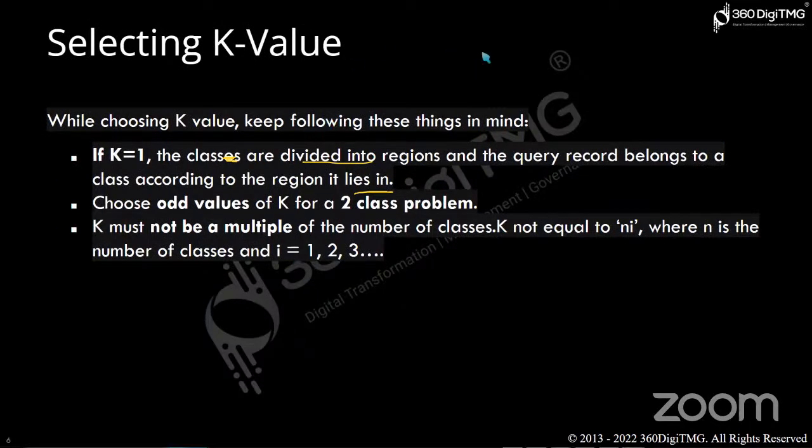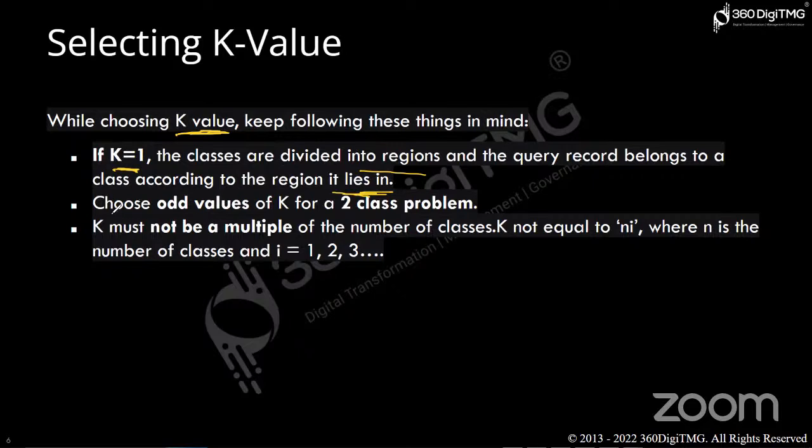Now, some things you also need to remember when you are selecting the k value. If you are choosing k as 1, the classes are divided into regions, and the query record belongs to a class according to the region it lies on.